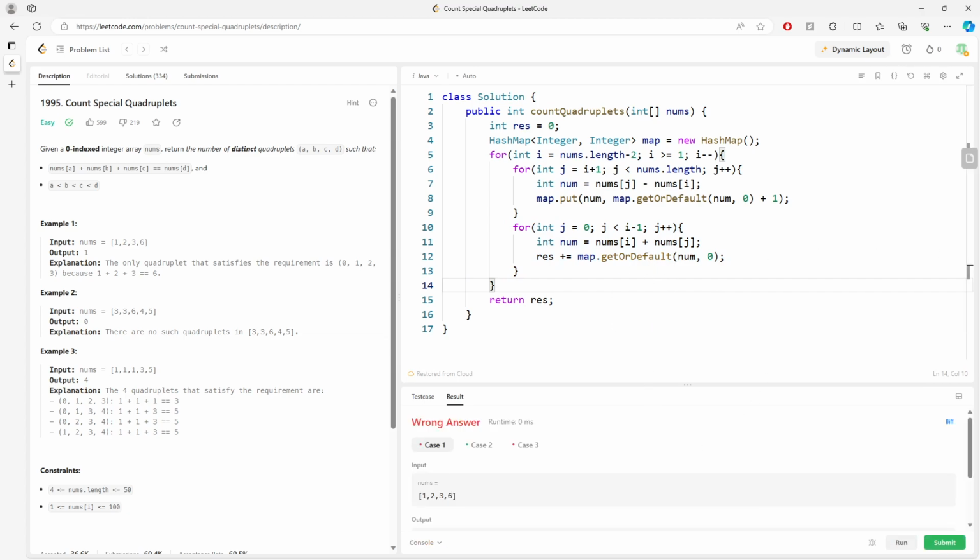I think I made a little bit of a mistake. Give me one sec. Yes, I do. This will be I minus 1. This represents A plus B, nums[a] plus nums[b]. Submit.